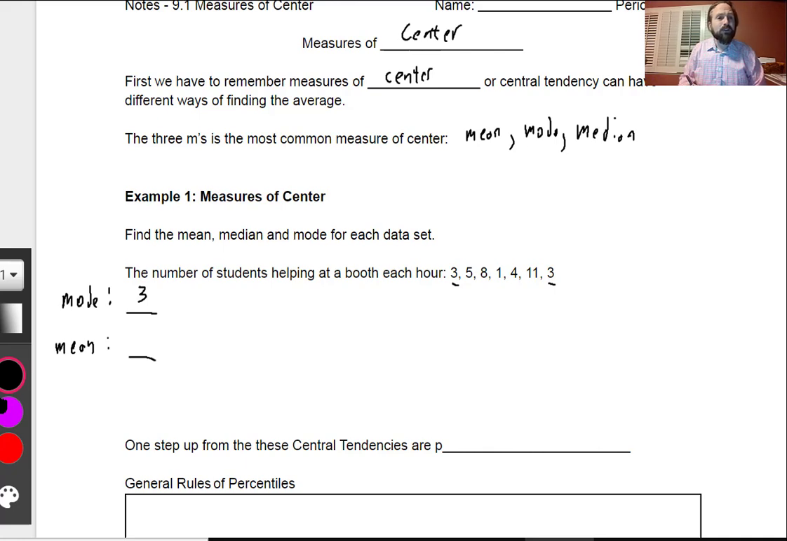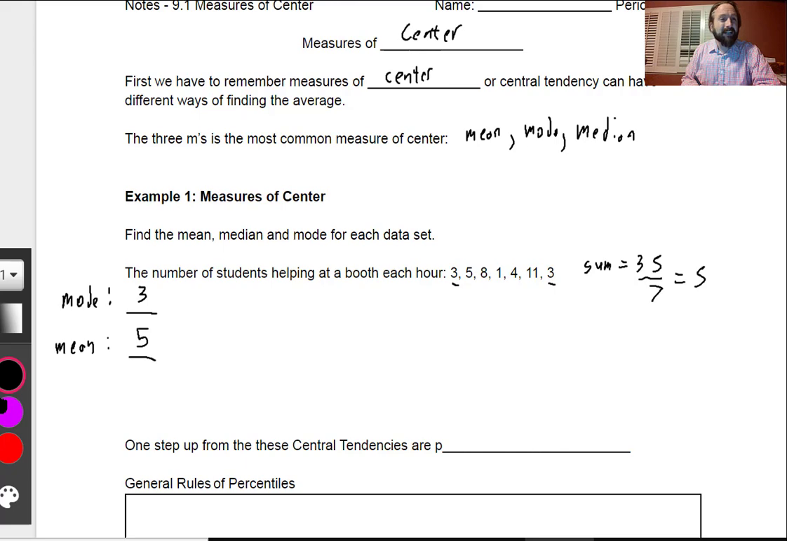Now, next up, I want you to find the mean. In 3, 2, 1. All right, so the mean, we're going to add them up. 3 plus 5 is 8. 8 plus 8 is 16. 21, 32, 35. So the sum will equal 35. After we figure out how much in total it is, then we divide by the total number of them. 1, 2, 3, 4, 5, 6, 7. So 35 divided by 7 equals 5. So the mean is going to be 5.